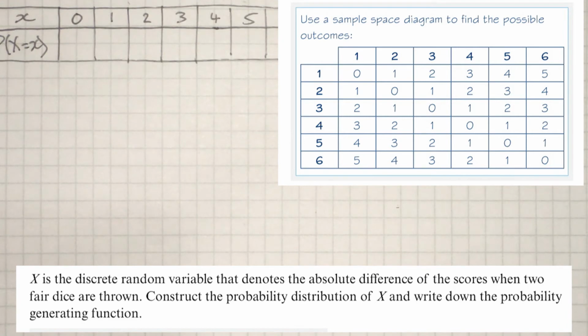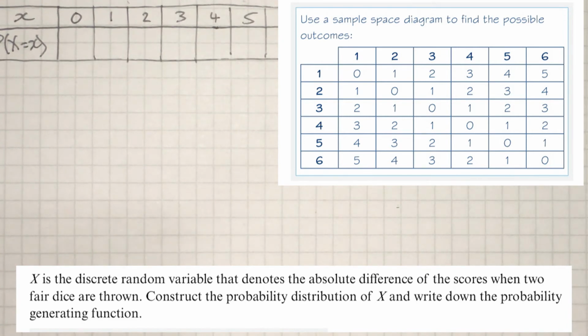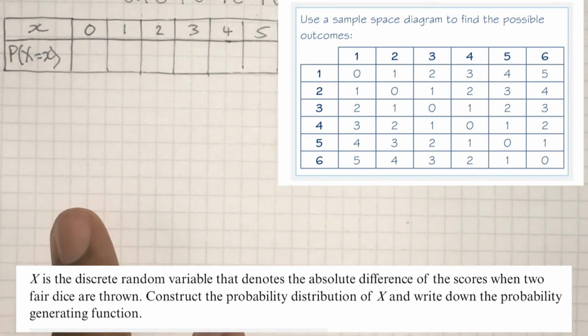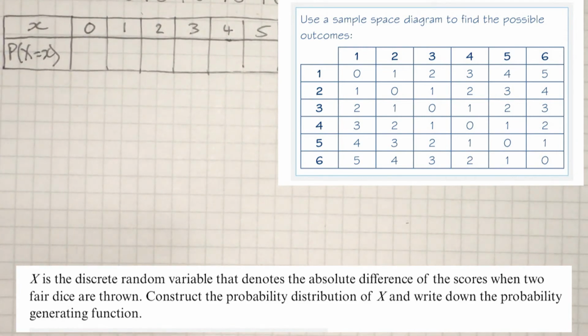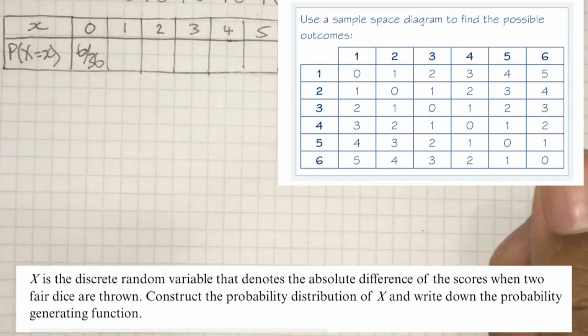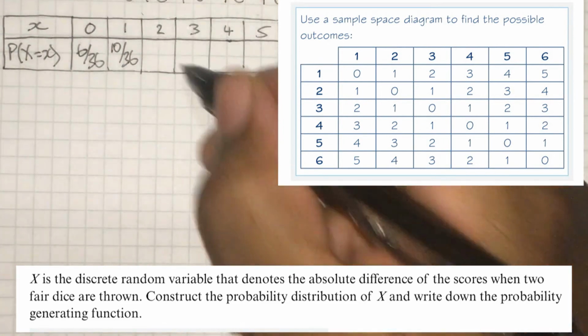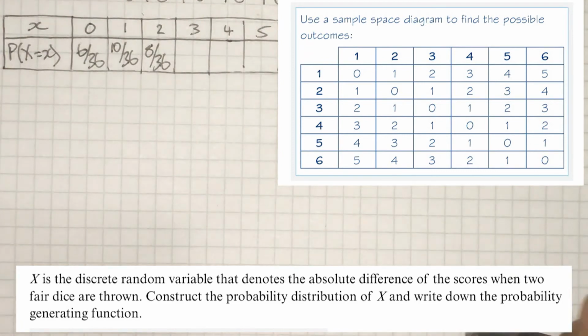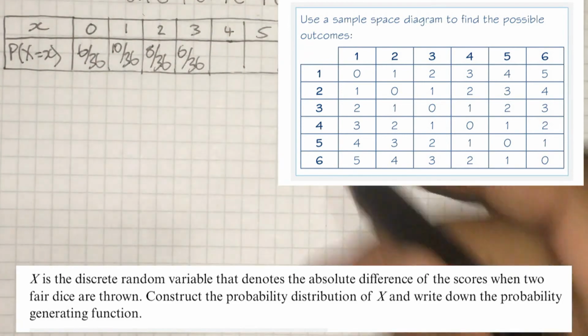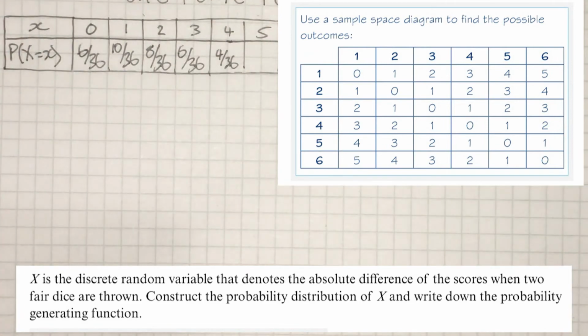In this example, we've been told that X is a discrete random variable that denotes the absolute difference of the scores when two fair dice are thrown. We're asked to construct the probability distribution and to write down the probability generating function. So the first step would be to produce a sample space diagram, which I've put on the screen. And here are all the absolute differences between the scores you would get on the dice. So from here we can produce the distribution. There were 6 occurrences of a score of 0, 10 of a score of 1, 8 of a score of 2, 6 for a score of 3, and 4 and 2 for scores of 4 and 5.